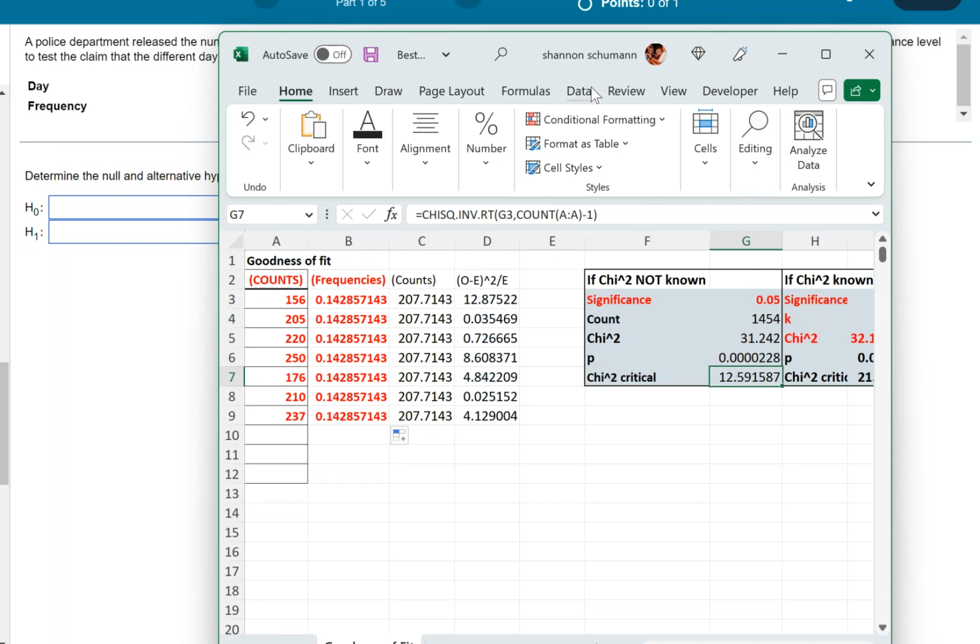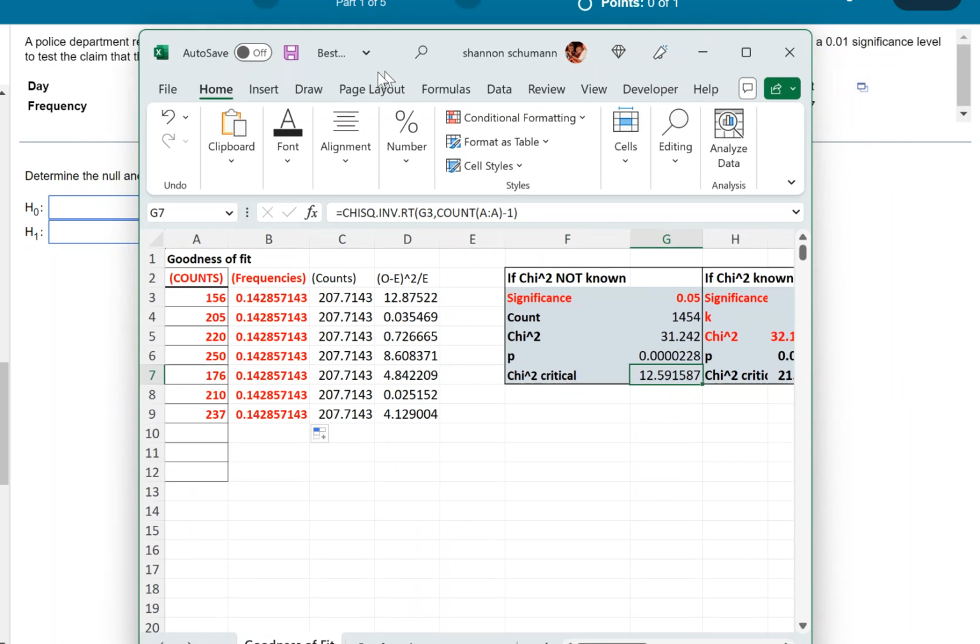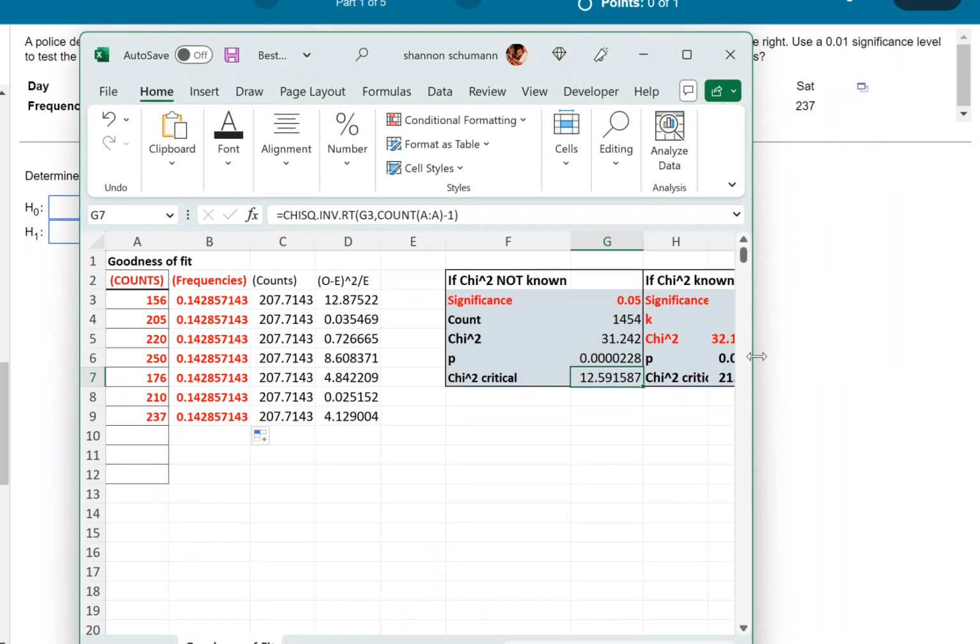So you would interpret these the same way you would any other hypothesis test: compare your p-value to your alpha, or look at your test statistic and see where it lands in relation to your critical value. The chi-squared is your critical value.